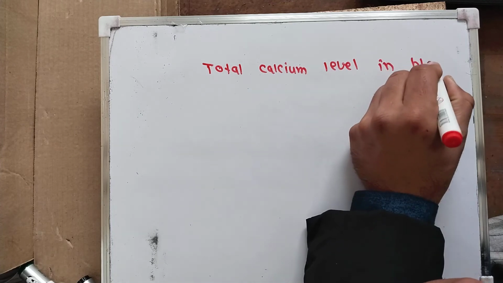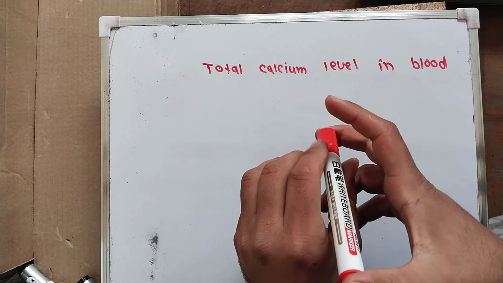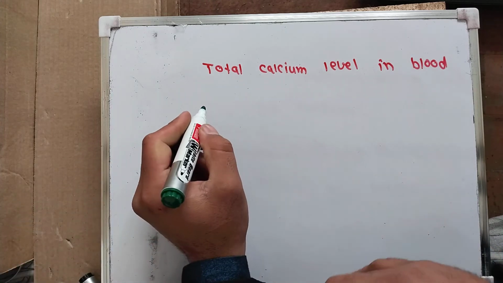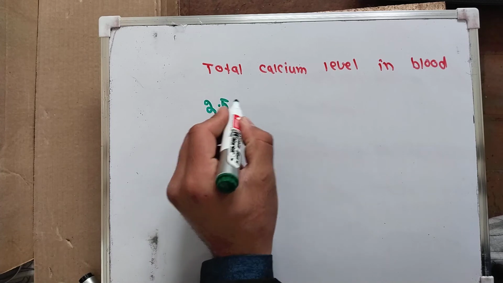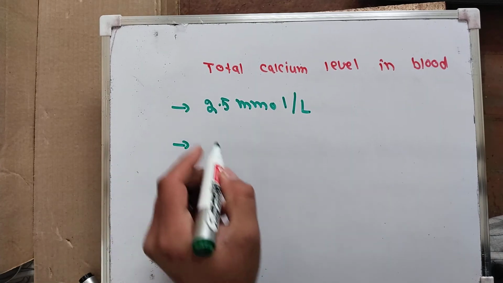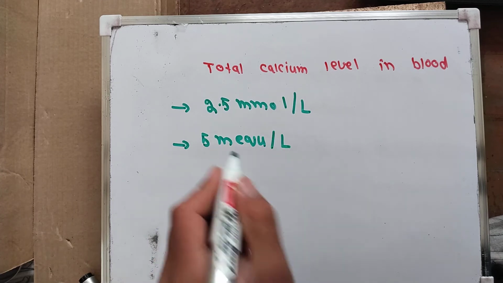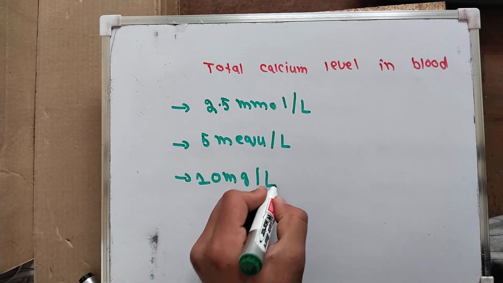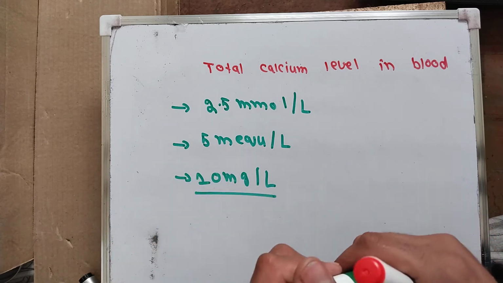What is the normal calcium level in the blood? We will write it here in different units. For example, if we measure it in millimoles per liter, it is 2.5 millimole per liter, or 5 milliequivalent per liter. This is another unit, or we will say 10 milligram per liter. This is the unit we will use most of the time.